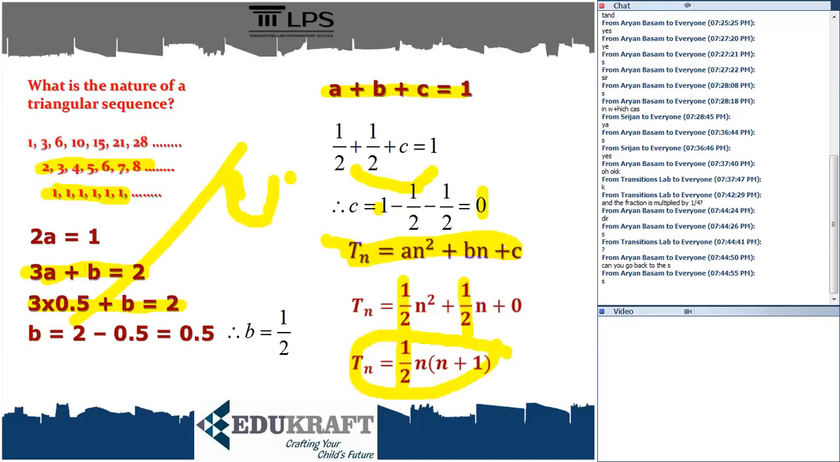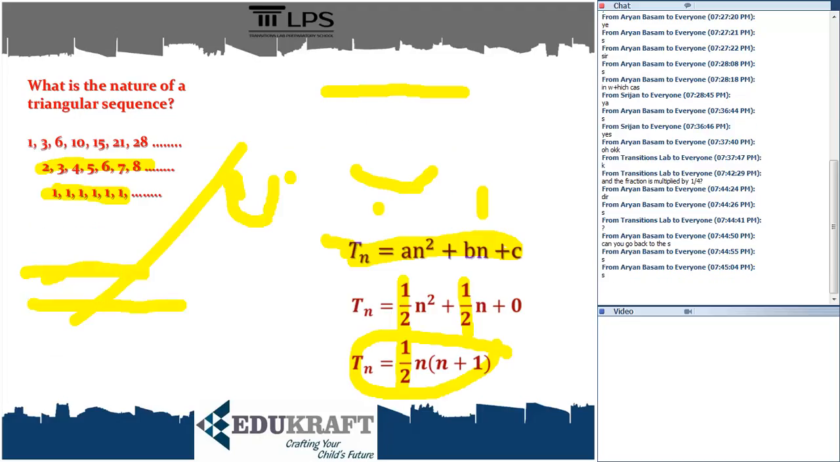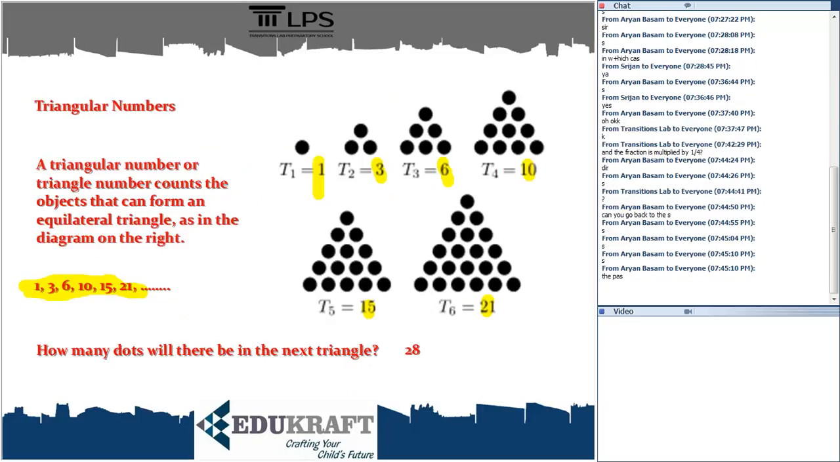I need to go back to the Aryan. Which slide do you want to see? Sorry, I'm not getting. Which slide do you want to see? Is it the triangular number?